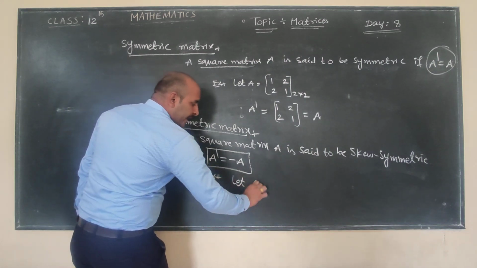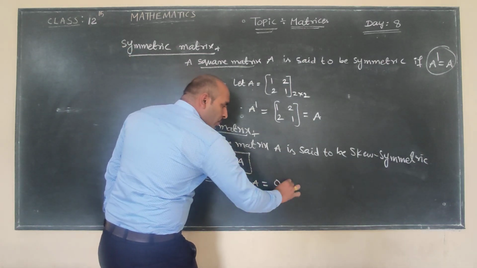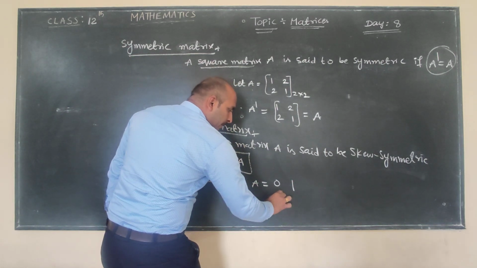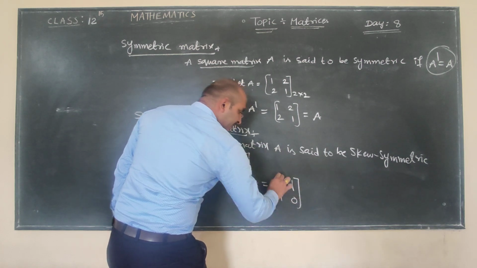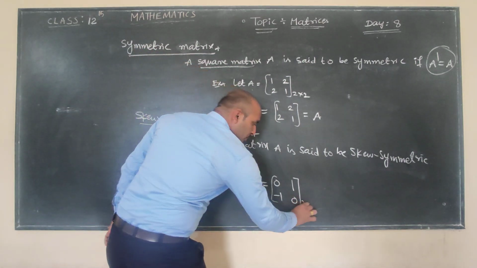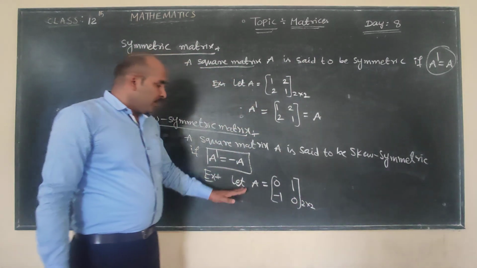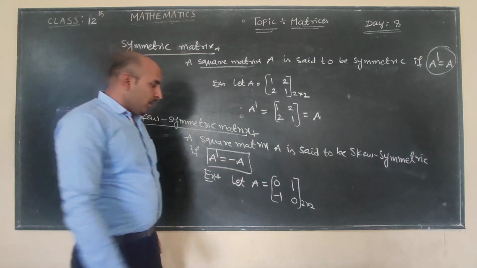Let capital A be the matrix 0, 1, minus 1, 0. This is capital A, which is of order 2 cross 2. Taking capital A, suppose A transpose is equal to minus A.